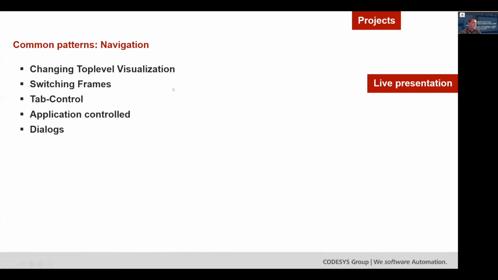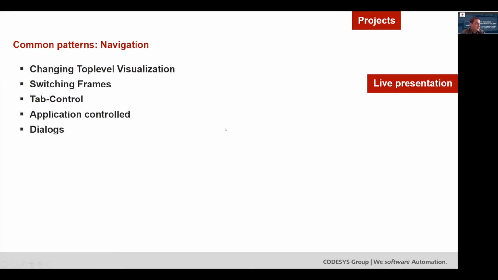Then we have this frame element we already have seen for embedding templates into the visualization, but such a frame can also reference several templates, and therefore it's possible to switch through these frames. Then we have a tab control element, which is a combination of some controls together with these switchable frames. Then, of course, it's possible for the application to control the navigation, and it's possible to use dialogues for structuring and navigating through the visualization.